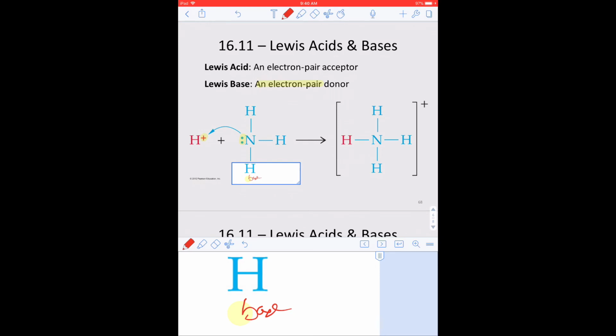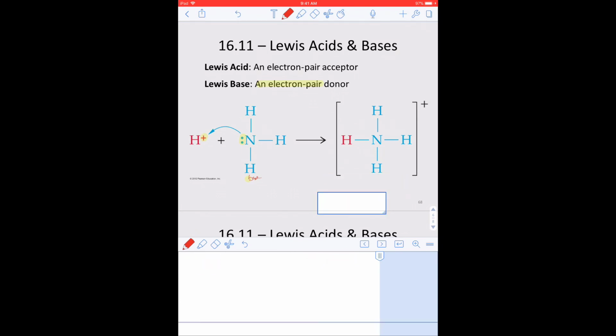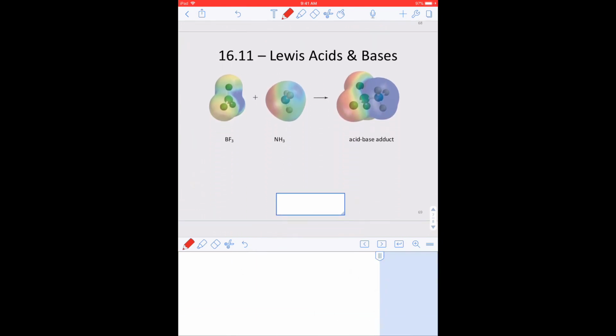Okay, and we end up with ammonium cation on the other side. So electron pair acceptors are acids, electron pair donors are Lewis bases. Right, and here's where it becomes important.